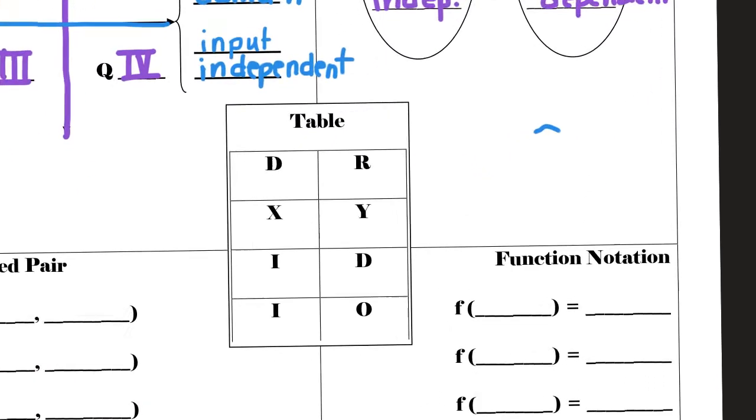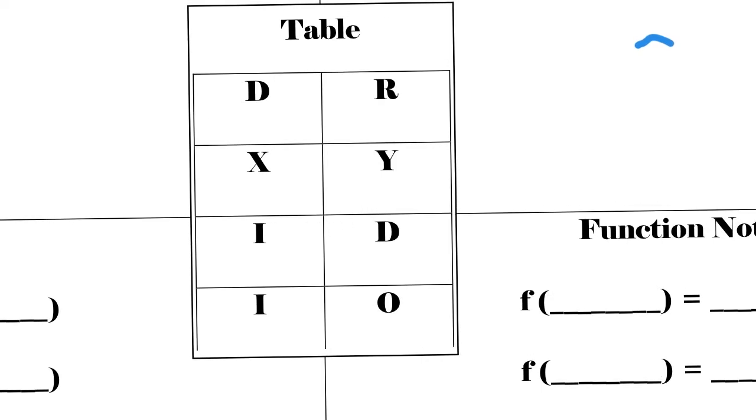This table represents the mnemonic device. Dr. XY left his ID in the office, to remind us that the domain is associated with the x value and range is associated with the y value. The x is known as independent while the y is dependent. The x is the input while the y is the output.